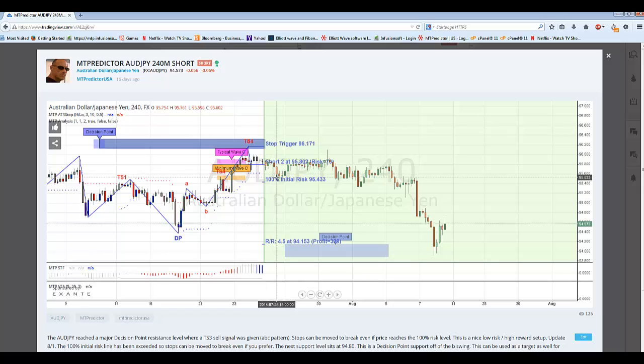It didn't drop as quickly as the S&P did. The S&P, by this time here, had already hit its 4-hour target. This took a while, but it eventually did come down here, and you can see it hit that target down there at 94.16, and that was good for 4.5 times the initial risk.